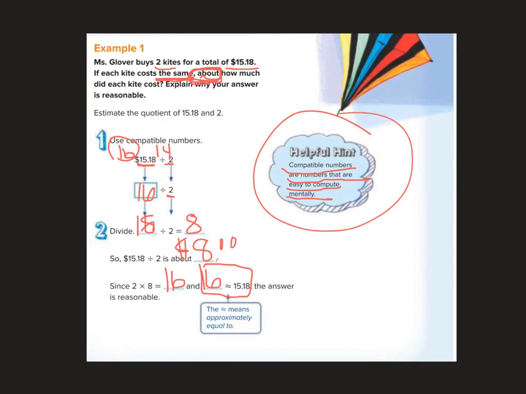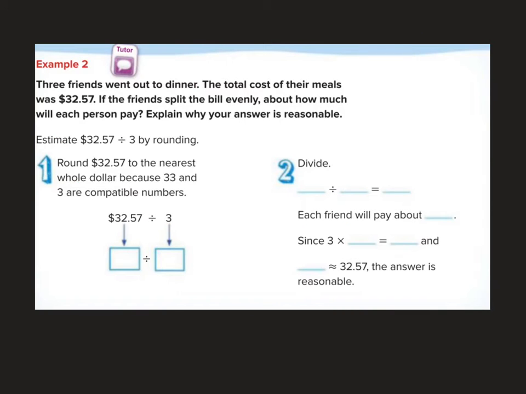Okay, let's try another one. 3 friends went out to dinner. The total cost of their meals was $32.57. If the friends split the bill evenly, about how much will each person pay? Explain why your answer is reasonable. Okay, so we have 3 friends, and we have a bill of $32.57. Okay, so 3, I don't mind working with 3. Let's keep it. It's a nice, easy number.